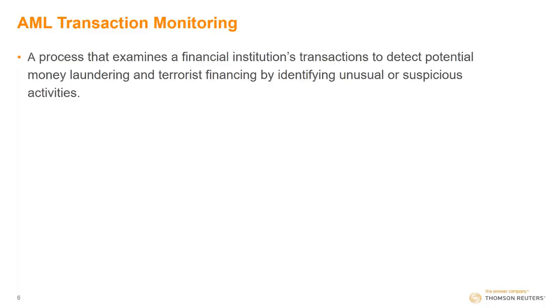So what is transaction monitoring in the context of AML? This is a very basic definition, but it's an approach where you can be examining transactions that are going through your financial institution and look for potential indicators of money laundering and terrorist financing, primarily by looking for what we call unusual or suspicious activities.